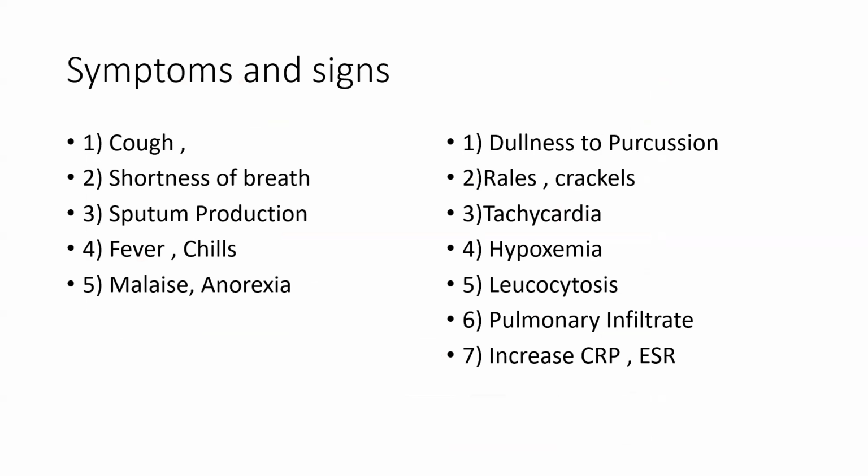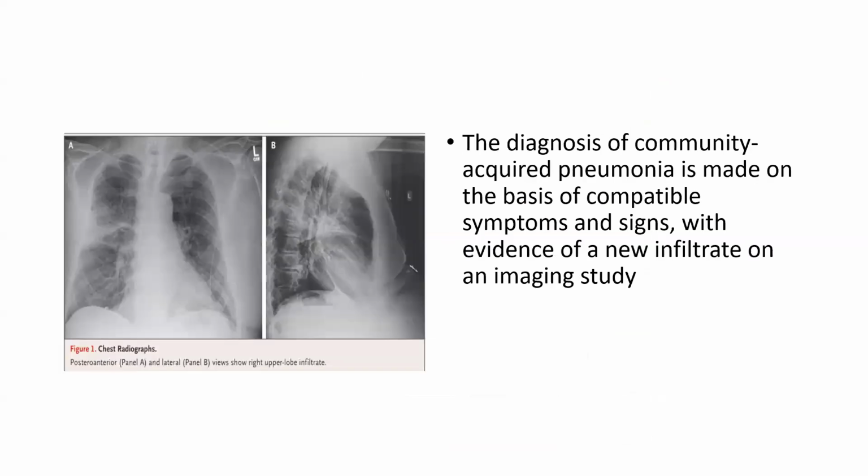So signs and symptoms include cough, shortness of breath, sputum production, fever, chills, malaise, anorexia. And signs are dullness to percussion, rales, crackles, tachycardia, hypoxemia, leukocytosis, pulmonary infiltrate, increased CRP, and ESR.